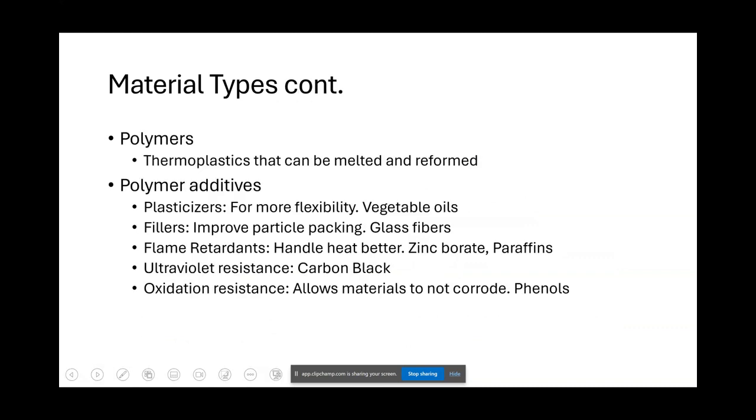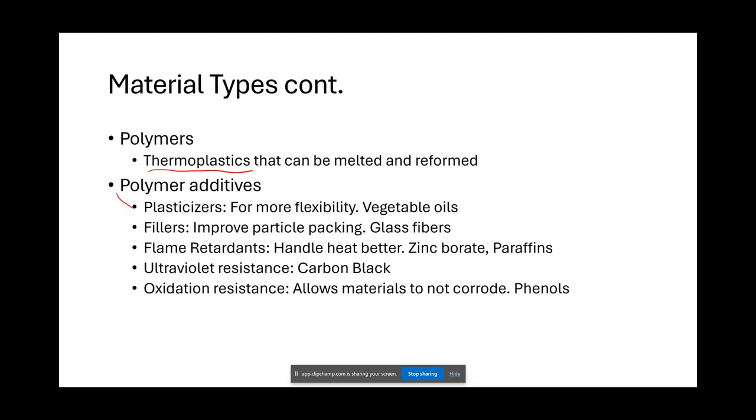And then here we have all the different types of polymers and what each individual component can be used for. In the case of thermoplastics, everything can be melted and reformed. That's one of the qualities. It won't lose its structural integrity based off of its heat. And then I gave some examples based off of each additive for polymer.